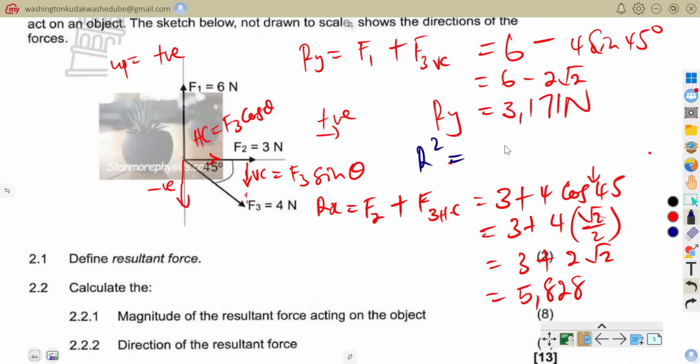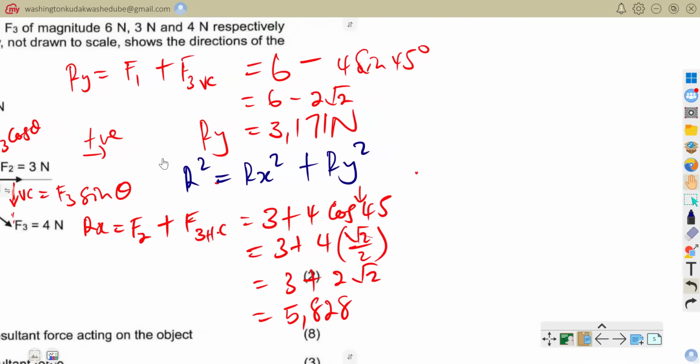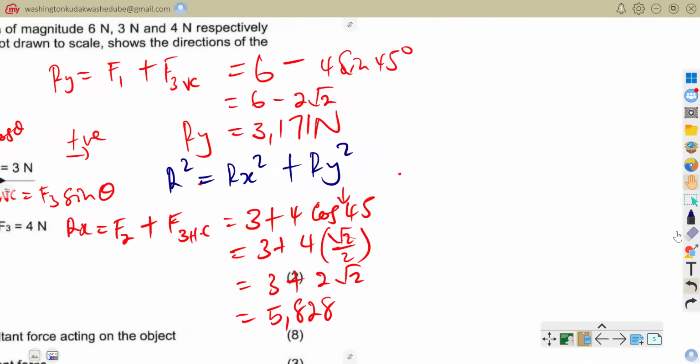R squared is equal to what? Rx squared plus Ry squared. That is what we now want to look into. So if that is the case, just allow me to move this to that side so that I can calculate my resultant.